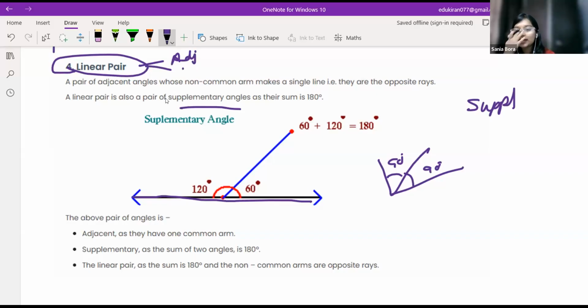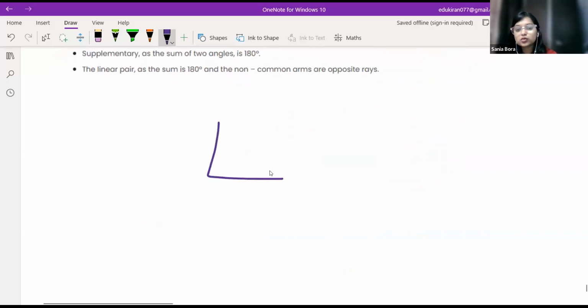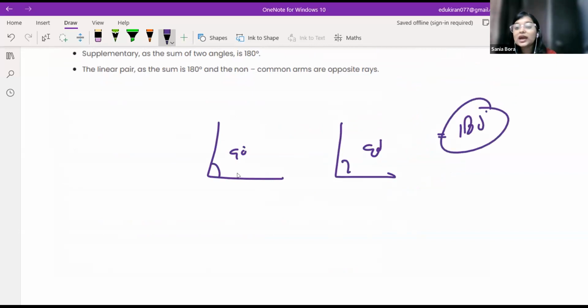As you know, in supplementary I mentioned that the sum should be 180 degrees, right? For example, if this was 90 degrees and this was 90 degrees, the sum is 180, so they are supplementary angles, but they are not a linear pair, because a linear pair means first of all they have a straight line and they would be adjacent angles, one after another. They cannot be two different angles. Clear?